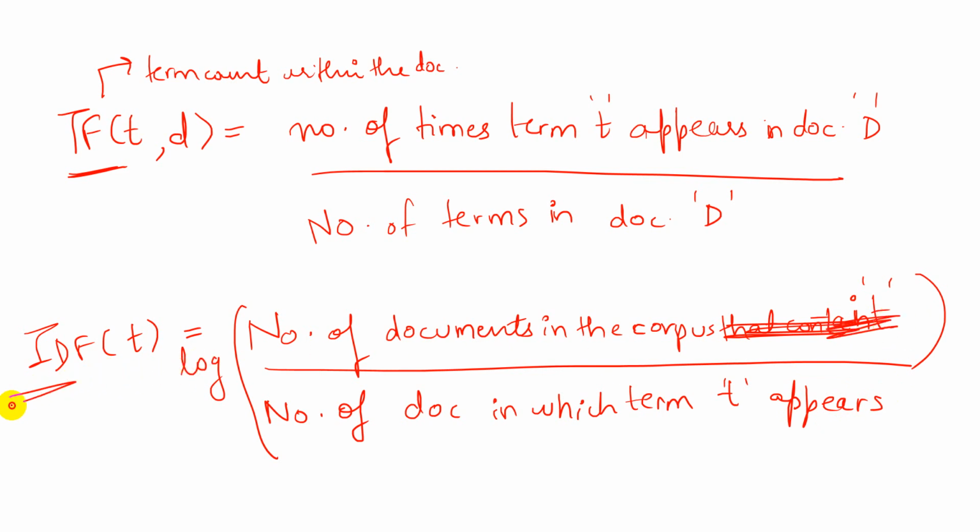So this is inverse document frequency. The number of documents in which the term T appears is in the denominator, and in the numerator will be the number of the documents in the corpus. Is that clear? So now let us apply these formulas to this question. I'll give the question, you please try to solve it and then we will discuss how to do it.